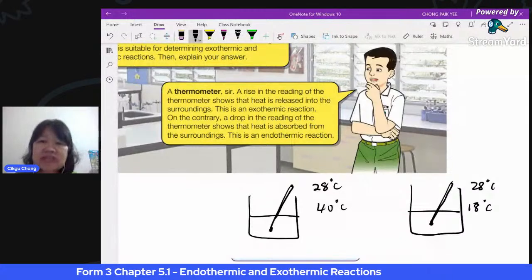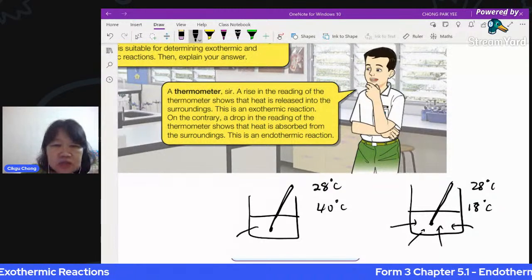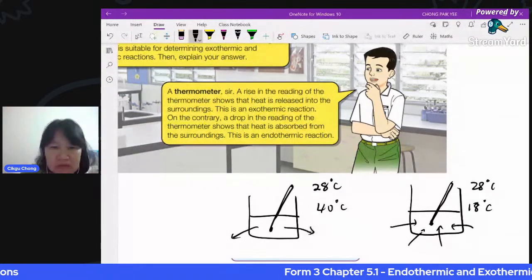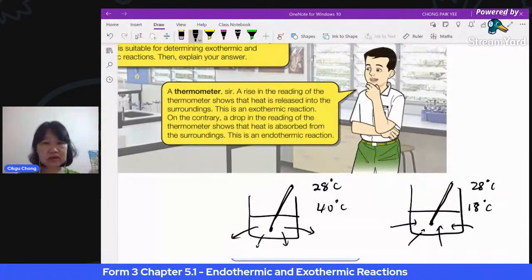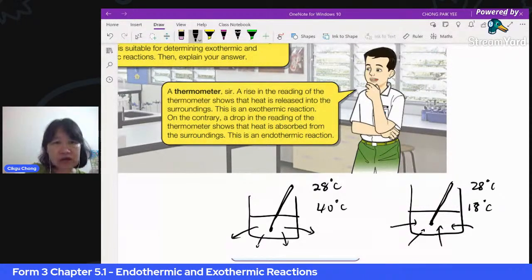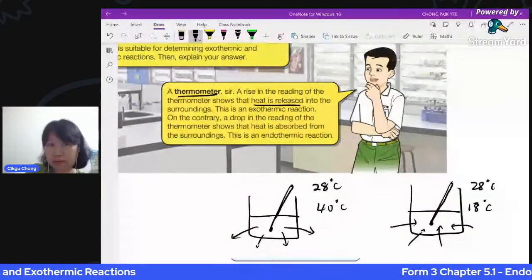So this one means it is absorbing heat. This is absorbing heat. Okay, this one is releasing heat. So that from here you know which is endo, which is exo already. All right, so you use a thermometer. When heat is released, you can feel that the temperature rises.